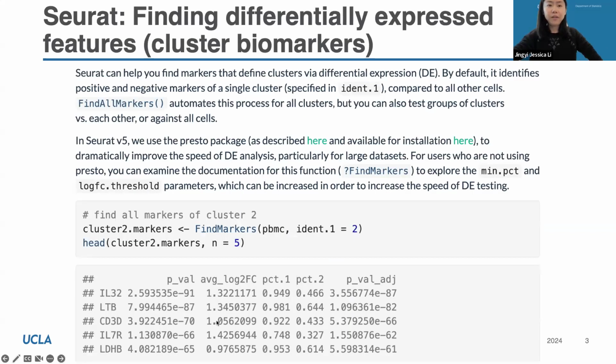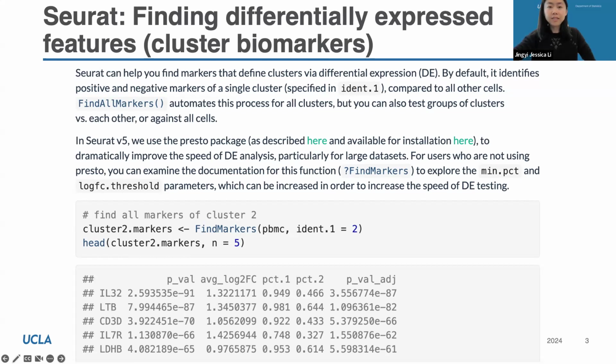So again, let's first look at what Seurat does. This is Seurat's last step. Find marker genes using differential expression analysis, short as DE analysis. By default, it identifies positive and negative markers of a single cluster. So basically, you want to compare every cluster to all other cells. This is the default in Seurat, but we can discuss whether this is optimal or not later.